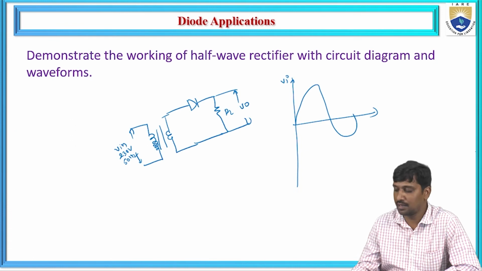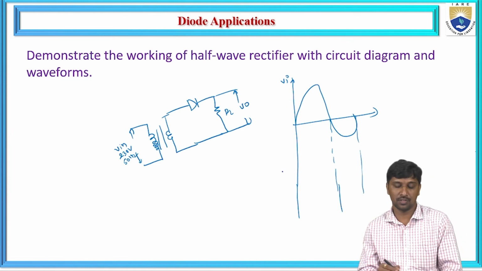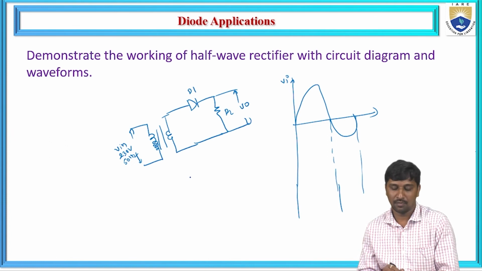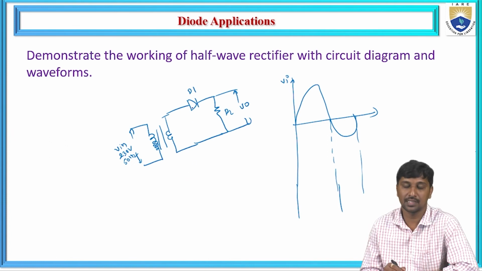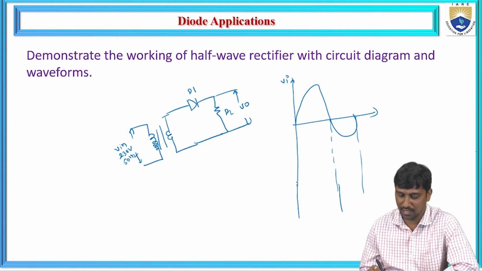Then you can explain what happens with respect to this positive peak and negative peak based on the utilization of the diode in a circuit. So we know that when a positive peak is going, the diode acts as a conducting state, hence it allows the maximum voltage through the load resistance. Hence the maximum current flows through the load resistance when a positive peak is passing through the signal.